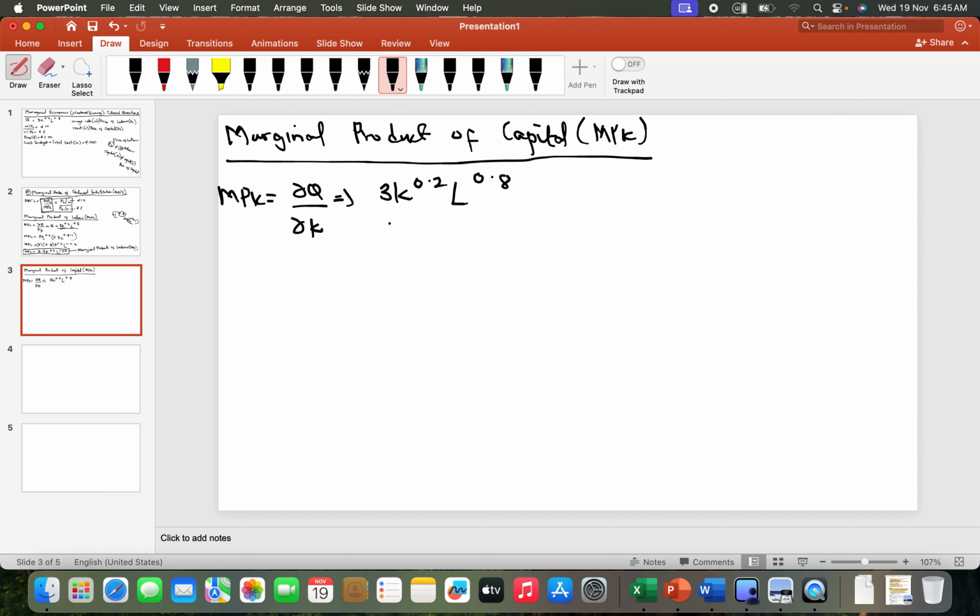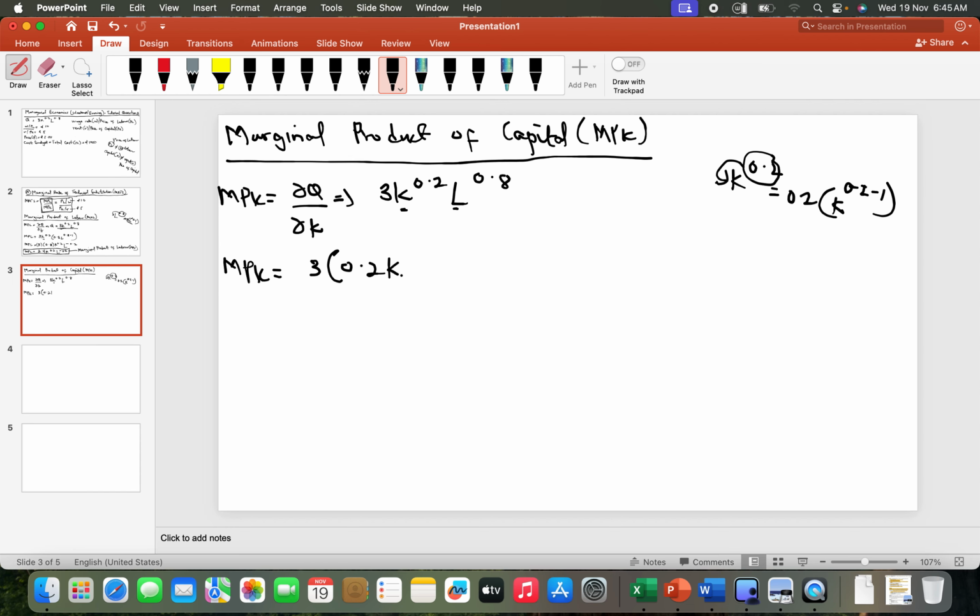So with this one, the first one was based on labor. This one is based on capital. So our focus is on the capital. So I have this. This is MPK. So remember the same concept. If I have a variable with exponent 0.2, this exponent comes in front. So I have 0.2 times K, then that exponent minus 1. So 0.2 minus 1.